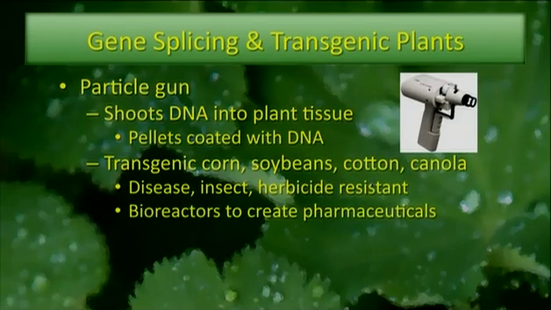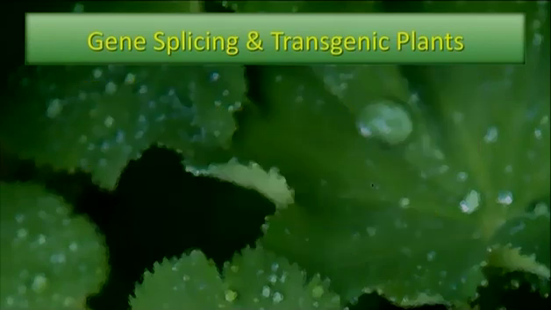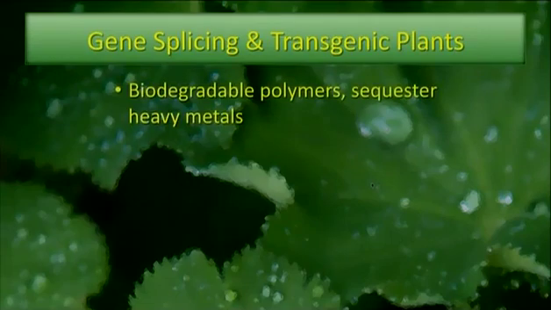They've created bioreactors to produce pharmaceuticals such as vaccines for hepatitis B, rabies, cholera, tuberculosis, malaria, diarrhea, and even for cavities. Amazingly so. They've created biodegradable polymers. They also use some of these GMOs to sequester heavy metals or do bioremediation. We're actually cleaning up areas using living things, especially genetically engineered living things.